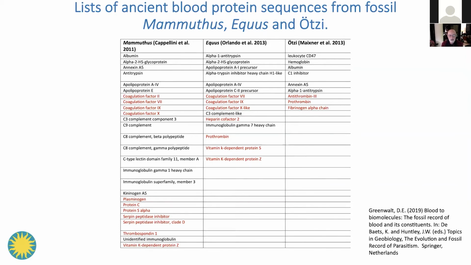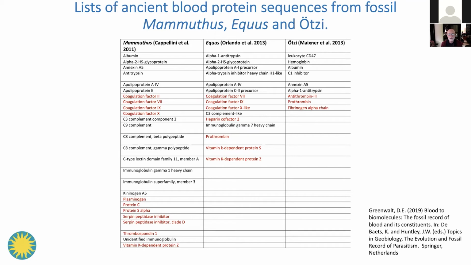In fact, scientists have been able to sequence proteins from mammoths and from Pleistocene horses, as well as Ötzi. And these are a list of all the different blood proteins that they have been able to get sequence information from. Interestingly, or at least to me, interestingly, the proteins here in blood are coagulation factors. That is, they are active in the formation of blood clots.